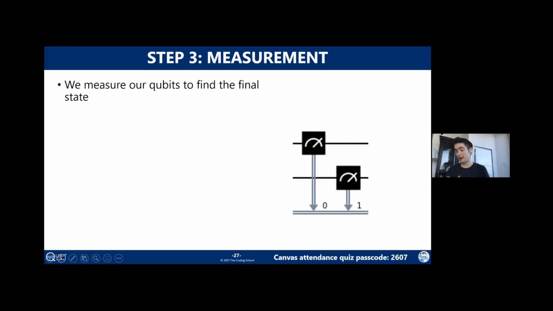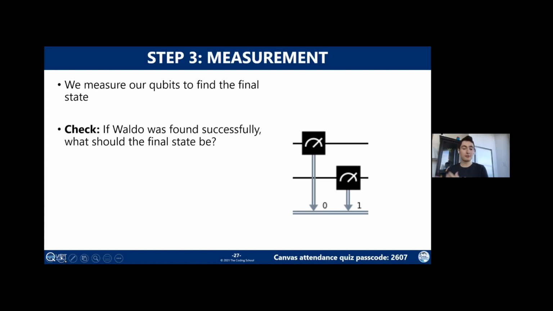Luckily for us, that effort is going to pay off because in step 3, we just need to measure. And the translation from the measurement we get to the answer to our search problem is fairly straightforward. So that's what the question here is posing. If Waldo is found successfully, what should the final state be? Well, it's just going to be the appropriate label. So in this case, we had our 4 characters, 1, 2, 3, and 4. They were labeled as 00, 01, 10, and 11. And so if we find Waldo successfully in state number 4, we should get 11 as our measurement.